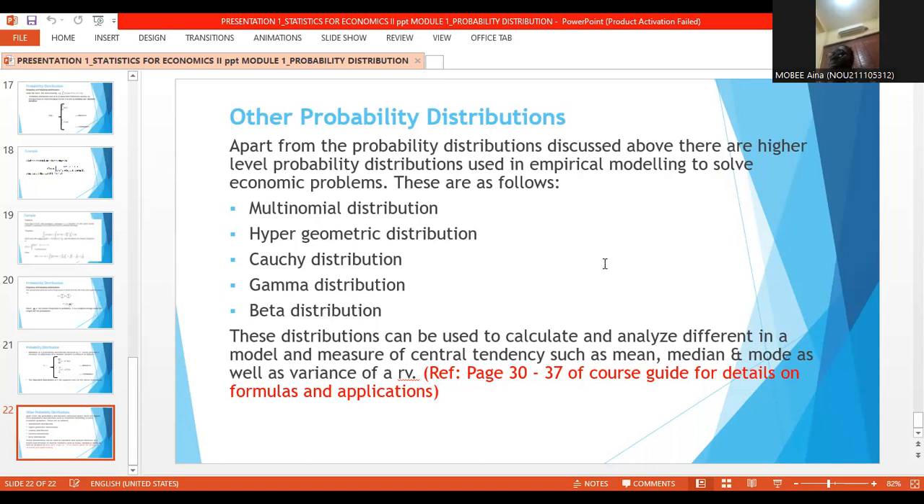The next one is the gamma distribution. Gamma distribution is more of a two parameter distribution and it's a continuous probability distribution. Then beta distribution is also a family of continuous distributions. Now, this distribution can be used to calculate and analyze different models and measures of central tendency, whether it's the mean, the median, or the mode.